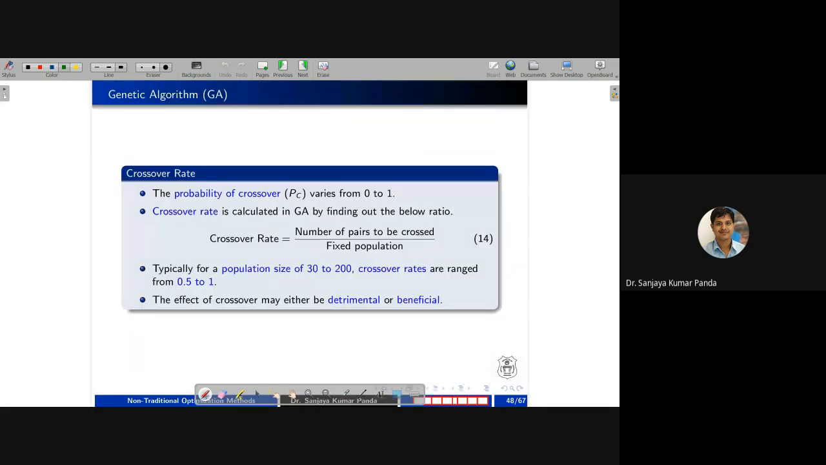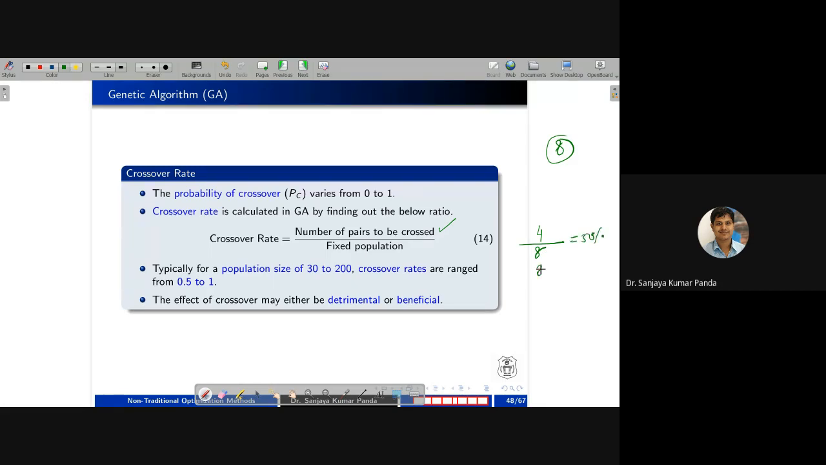Similarly, there is another concept called crossover rate. Crossover rate says how many crossovers you want to do in a particular iteration. If your population size is between 30 and 200, you can take the crossover rate as between 0.5 and 1. For example, we have considered a population of 8 in our example. Suppose you want to perform 4 crossovers in each iteration. So the number of pairs to be crossed is 4 and the fixed population is 8. So it is called 50%.